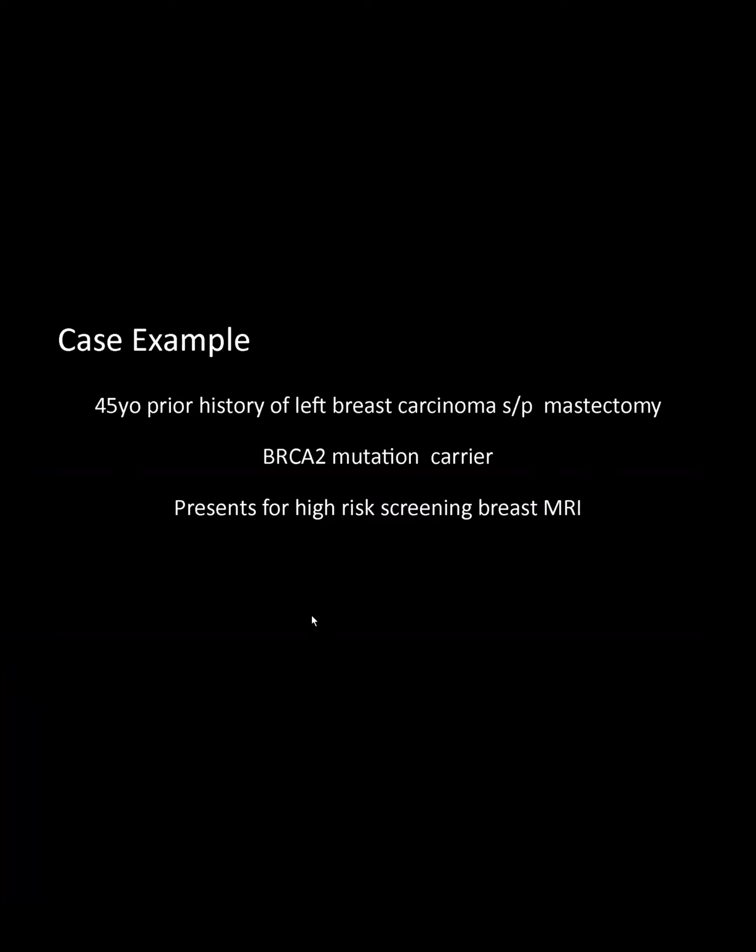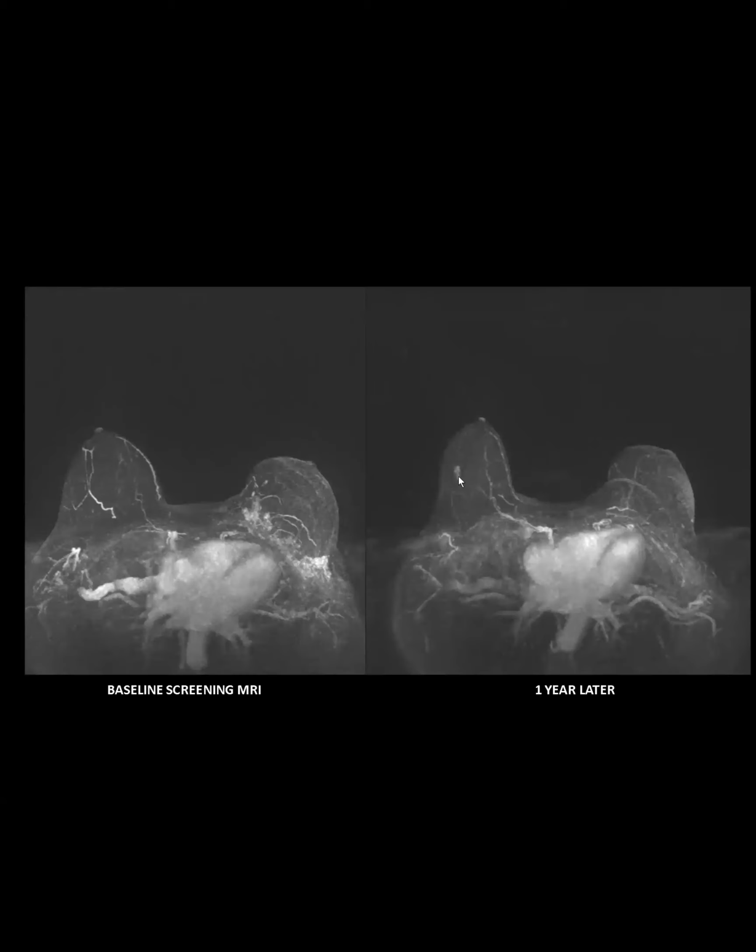And I like to intermingle with case examples so that it becomes a more real lecture of what we actually do every day. So a woman, 45 years old, has a prior history of left breast carcinoma for which she had a mastectomy. She is a high risk or BRCA gene, BRCA2 mutation carrier, and she presents for high risk screening breast MRI.